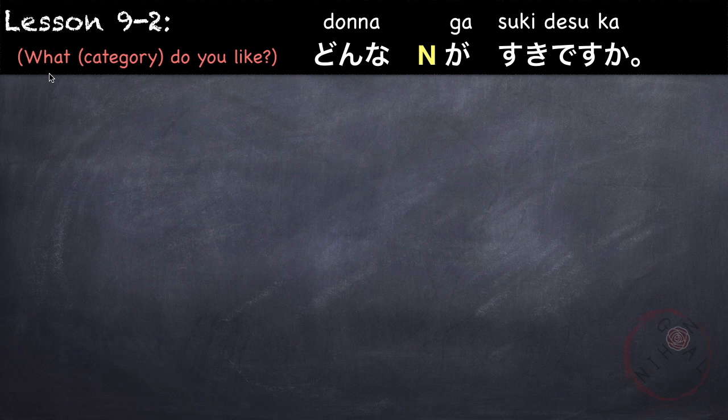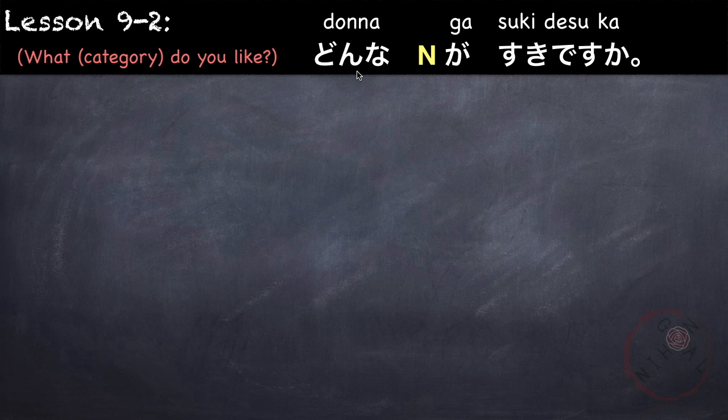Next is how to ask what kind of something or what specific something do you like, using donna. Our N is a category such as food, sports, and so on. So we ask, what specific thing in the category do you like? In lesson 8, we use donna to describe a noun using adjectives.